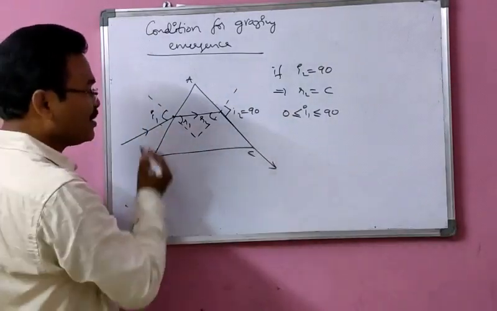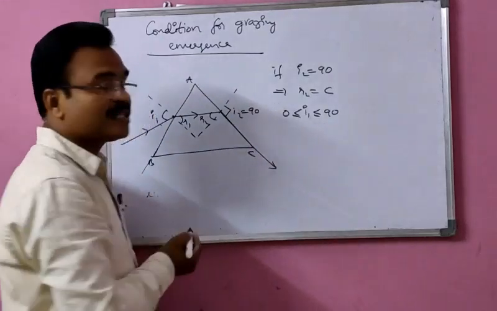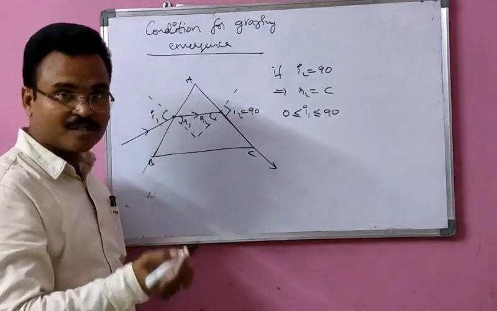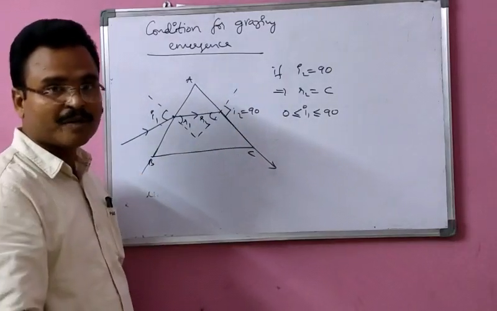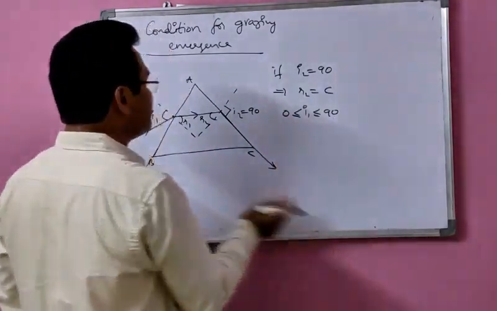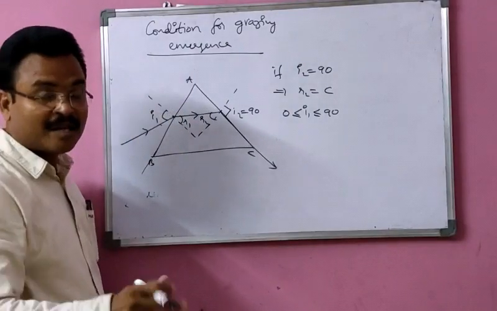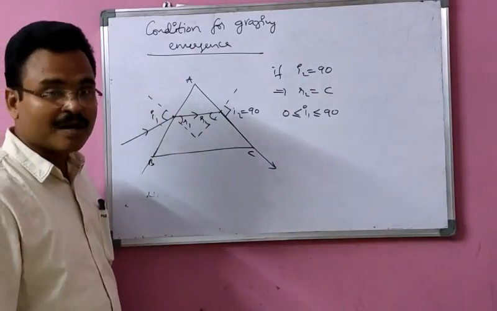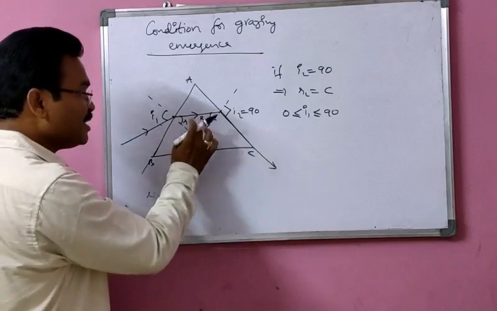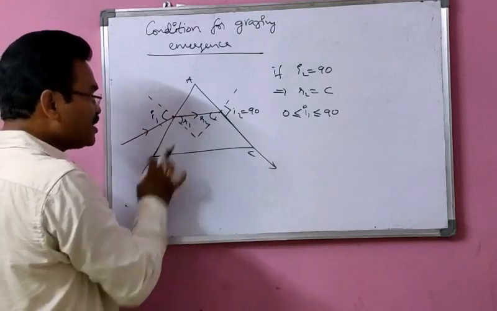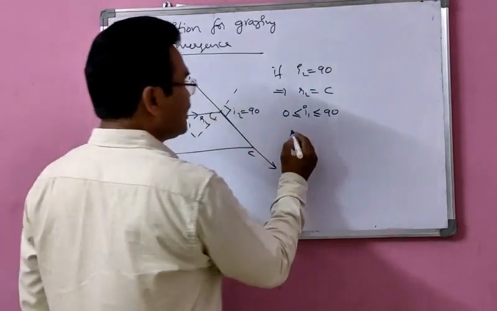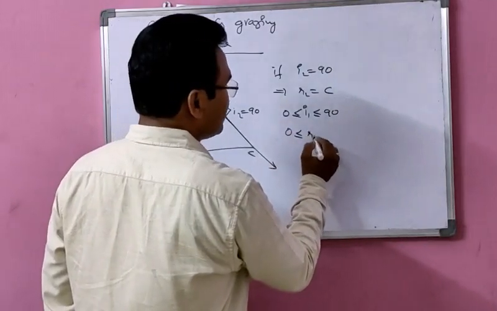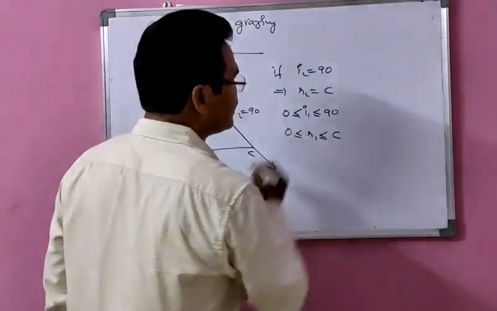Let us come to R1. Will R1 have these same values here? The answer is no. Why? Because if I1 equal to 0, then R1 equal to 0. But if I1 equal to 90, what about R1? Can R1 become 90? No. R1 is in the denser medium. If it is 90, it becomes what here? Then what can I write here? R1 lies between 0 and C, R1 less than or equal to C, I can write.